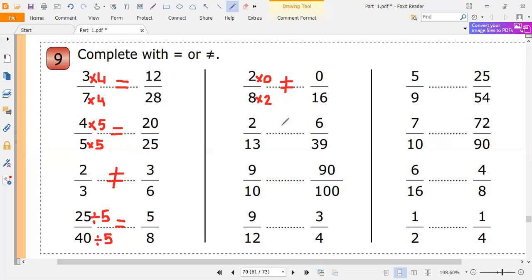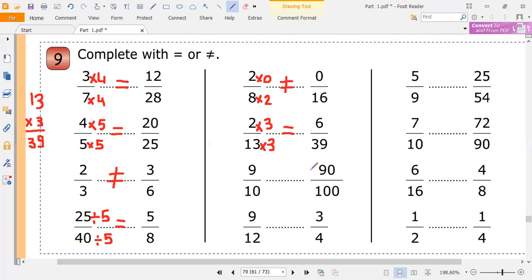Now the 2 how becomes 6? If we multiply the 2 by 3, we get 6. But what about the 13? If we multiply the 13 by 3, do we get 39? Let's see. 13 times 3. 3 times 3, 9. 3 times 1, 3. So yes, it is 39. So if we multiply the 13 by 3 also, we get 39. So we multiply the numerator and the denominator by the same number. So yes, they are equal.